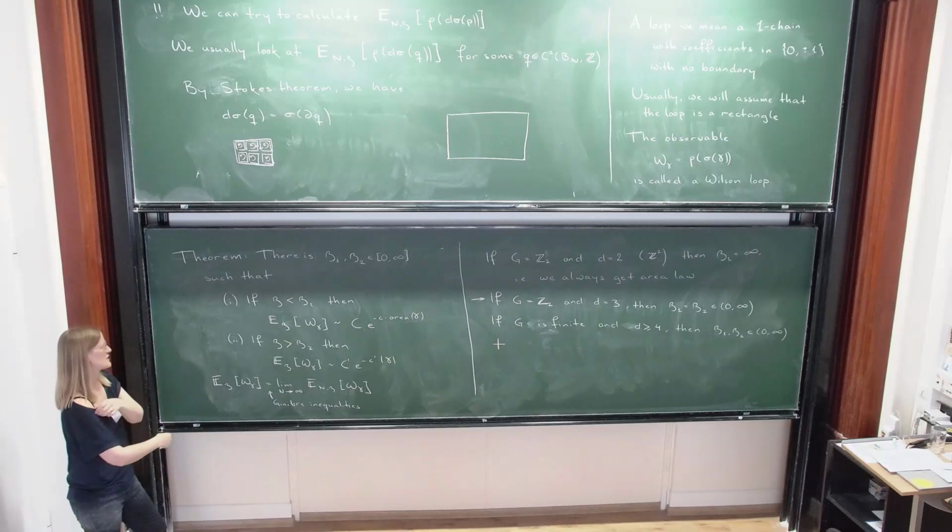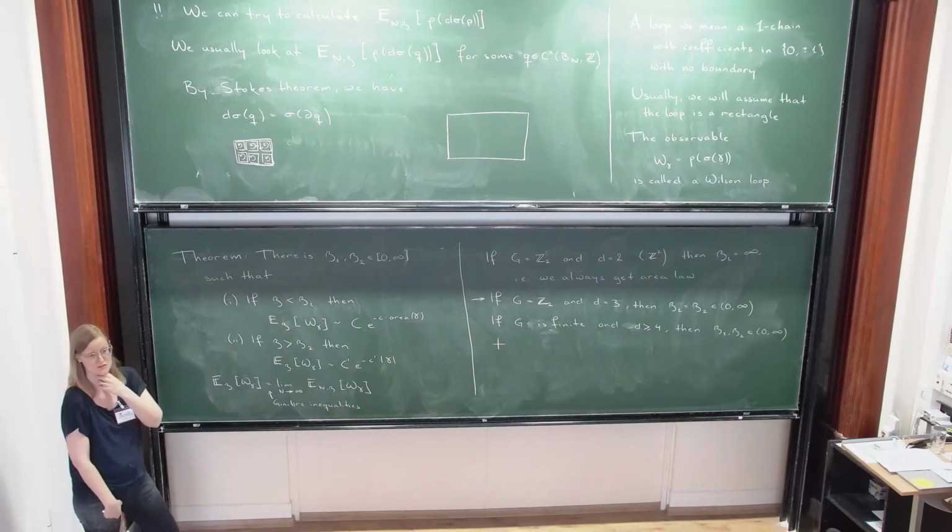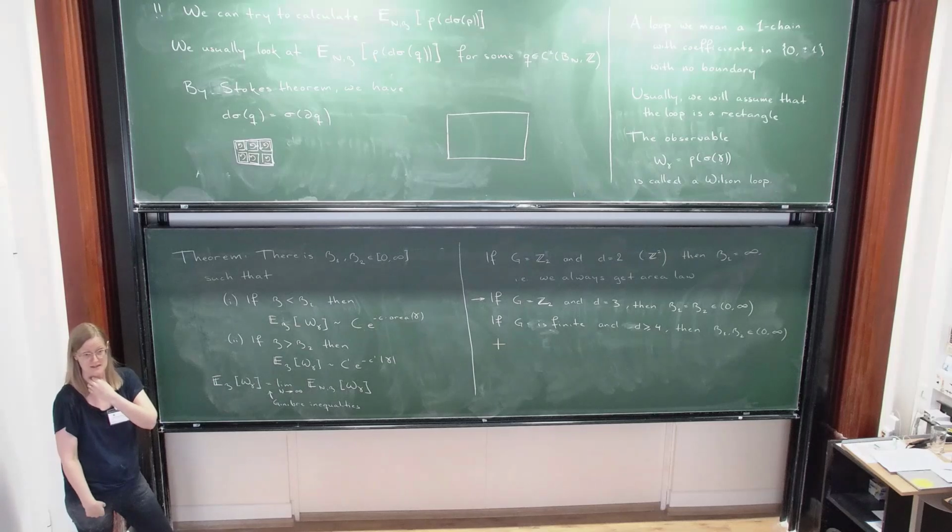These are the behaviors you can get. So the interesting question is really, what can you say about these parameters? For which groups are they the same? For which groups are they not 0 or infinity?